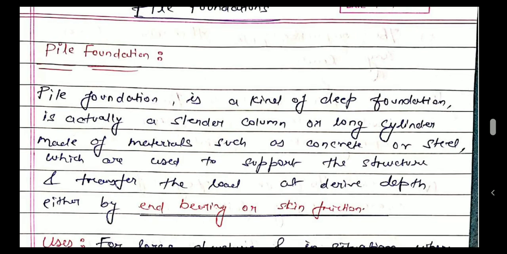Pile foundation is a kind of deep foundation. It is actually a slender column or a long cylinder made of materials such as concrete or steel, which are used to support the structure and transfer the load at desired depth, either by end bearing or skin friction. Pile foundation is majorly used in areas in which the soil bearing capacity at shallow depth is very weak and the hard bearing strata is at a very long depth, so we are supposed to use pile foundation there.